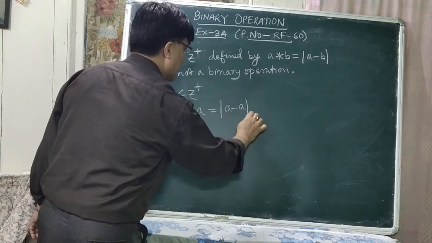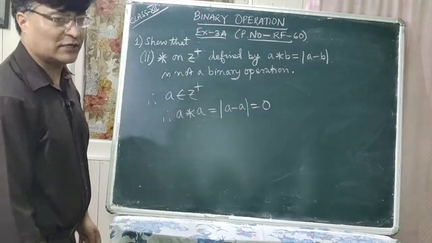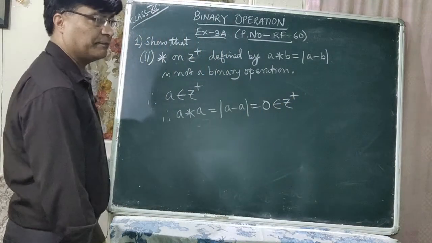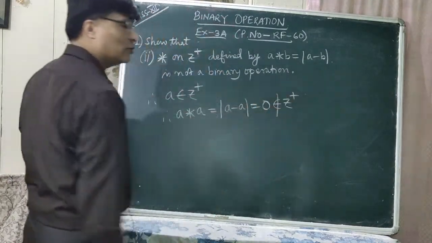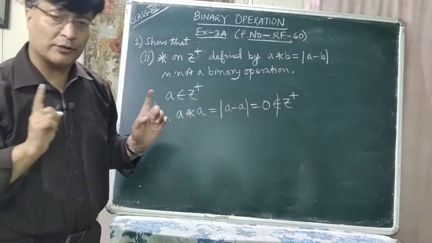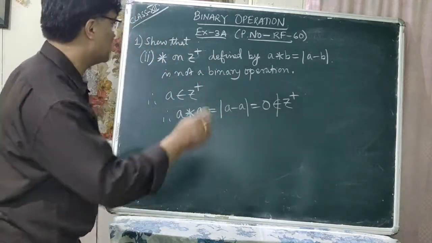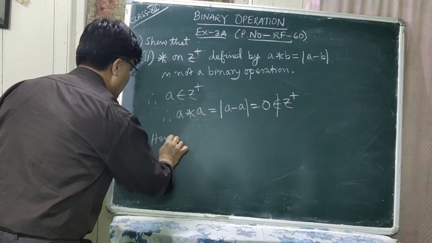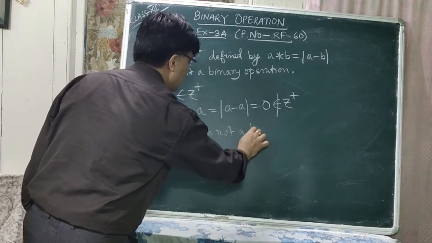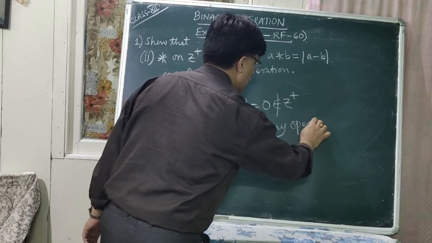So A minus A is equal to 0. So this 0 does not belong to the positive integer. So 0 does not belong to positive integer. 0 is not a positive number. 0 is neither positive nor negative. So 0 does not belong to positive integer. So hence star is not a binary operation.